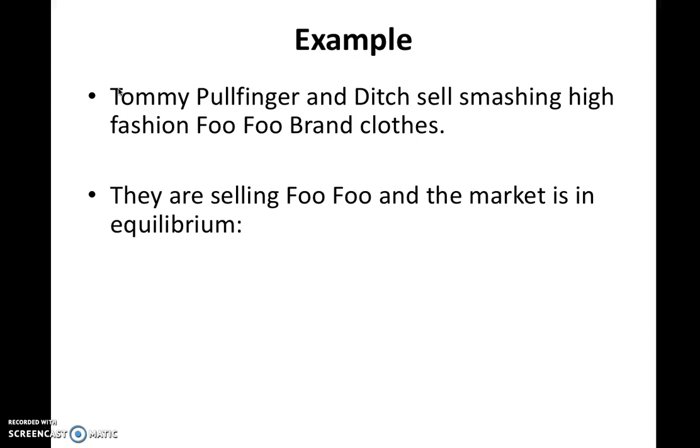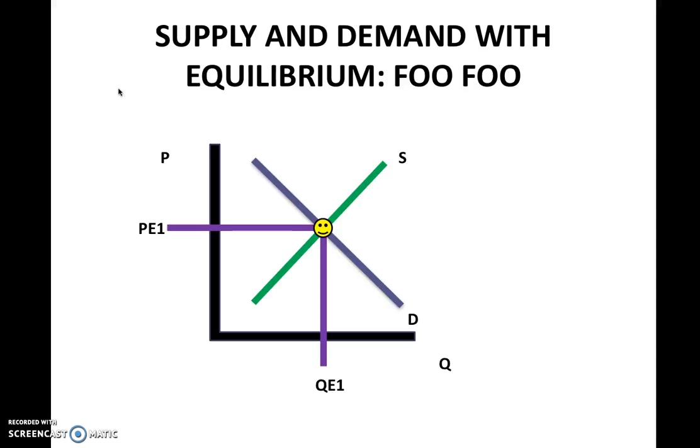They initially put it out there, they did market research, they got that product out there, and then the market's in equilibrium. They figured it out, they're selling it at a price point where people are willing to buy it, they get satisfaction, they're making a profit, there's no big shortages or surpluses of it. So here's your market in equilibrium for Fufu clothes.